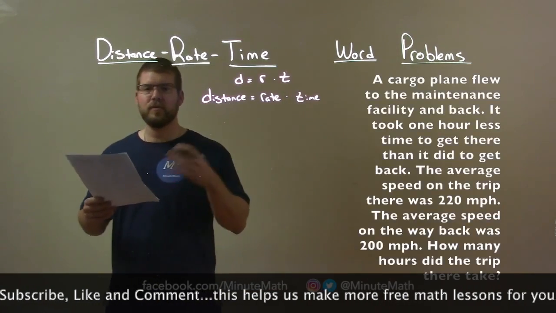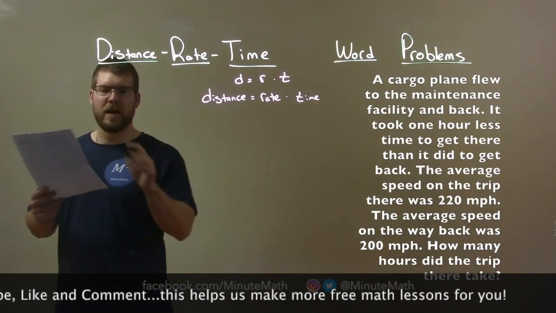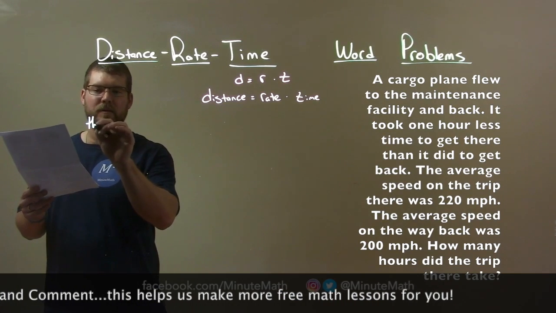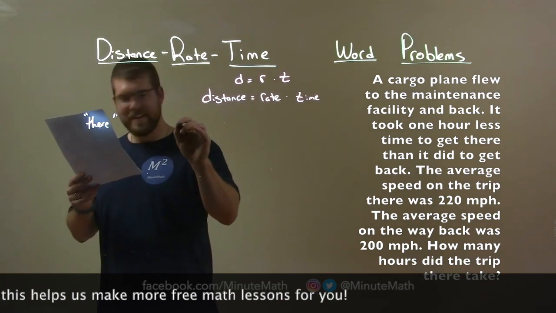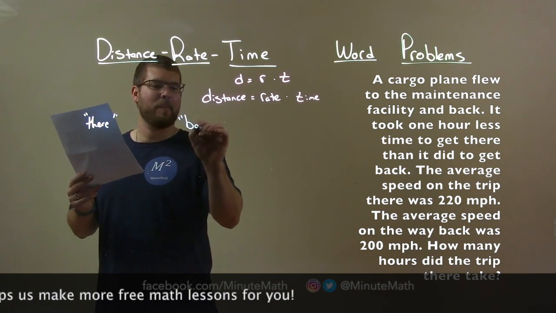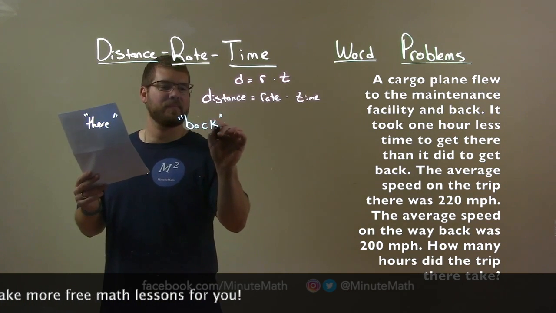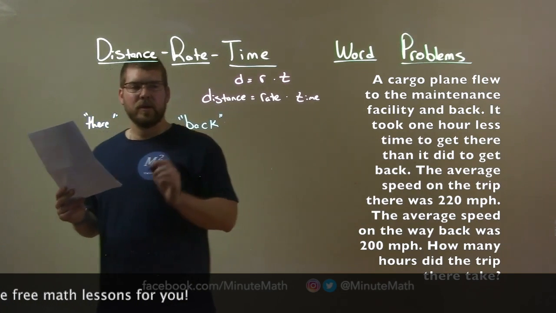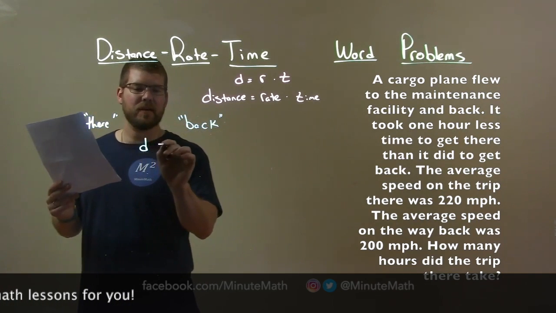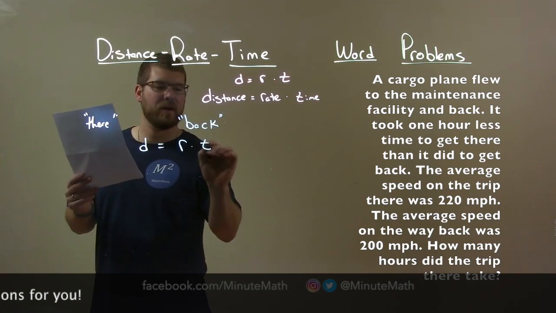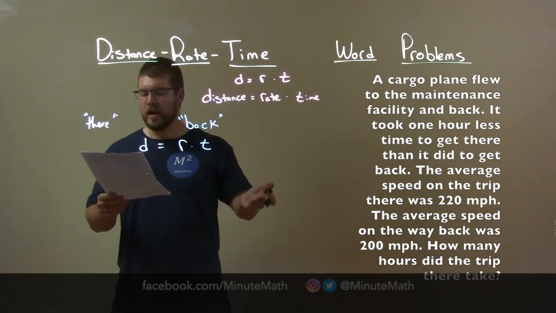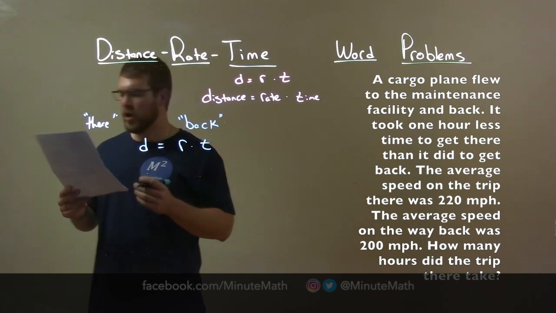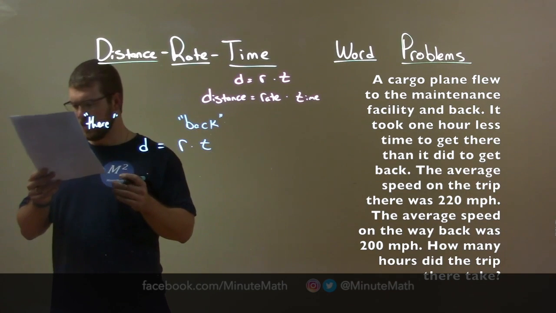Okay, so we have two directions. We have there and back. There and back again. All right, you get that reference? Maybe you don't. We have there and we have back. Okay. Now, one thing we know is distance equals rate times time. But the same distance is traveled to go there as well as coming back, to that maintenance facility.